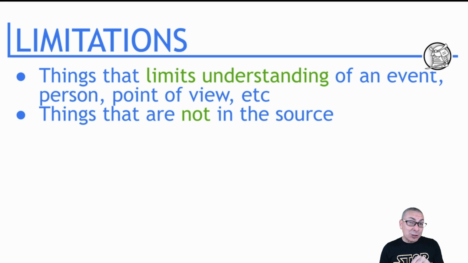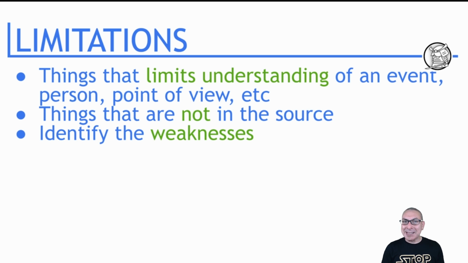A limitation could also be things that are not in the source. But you can't just say, well, it's not in the source, so it's a limitation. You can't just say something's not there. That's not a limitation. But you can look for things that are not there and explain them clearly to make it a limitation. So you're identifying the weakness, the things that hold the historian back from understanding.